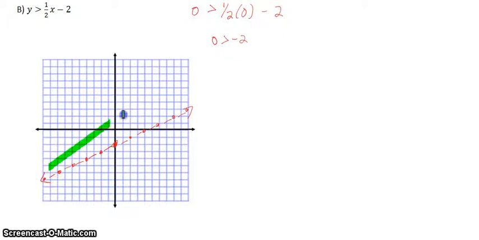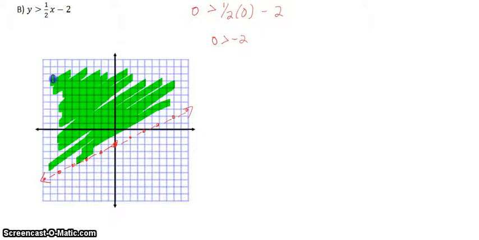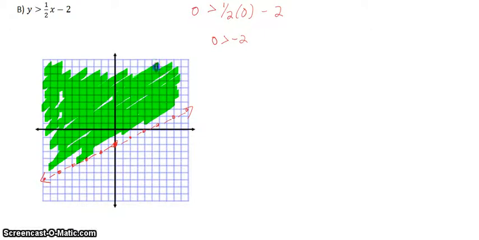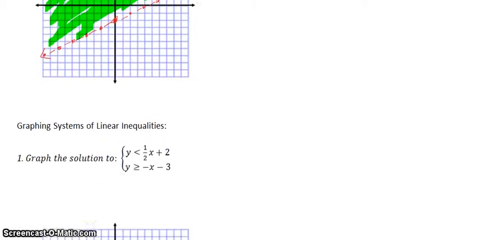Okay, so again, I'm going to use a highlighter here. And I do recommend using those on your homework. And you could shade off the graph because theoretically it does keep on going. But that is the graph for y is greater than 1/2 x minus 2. Alright, let's look at the next ones.